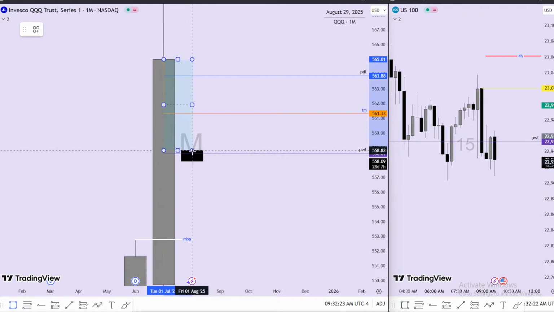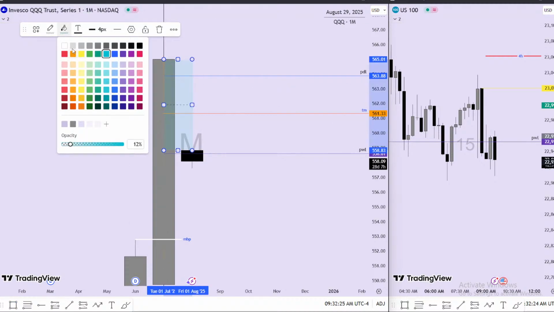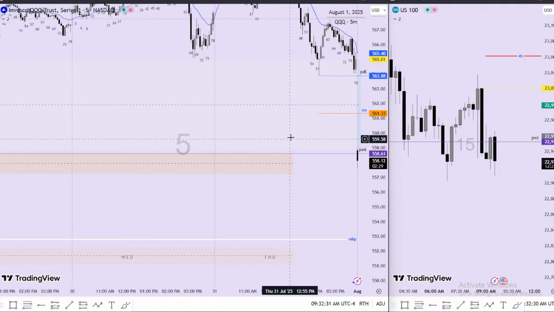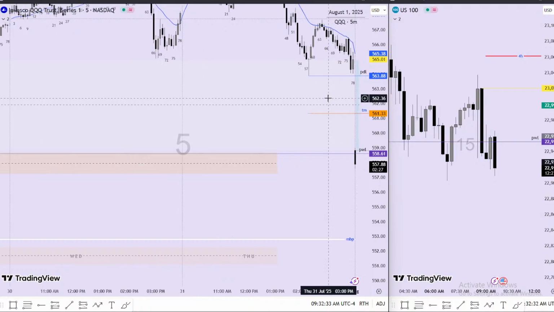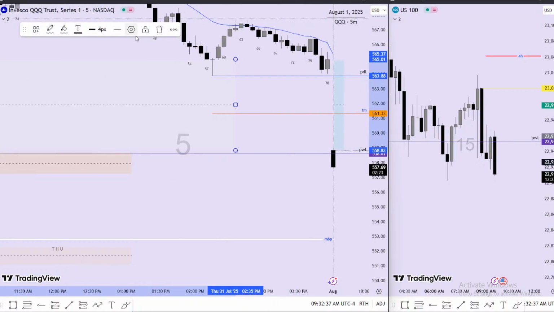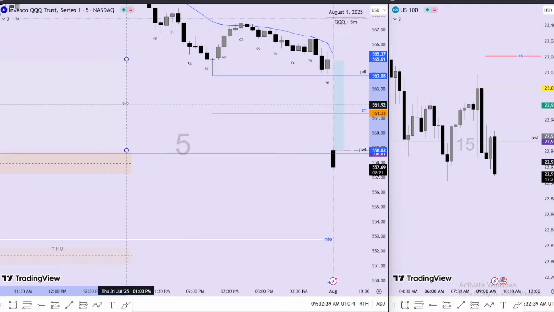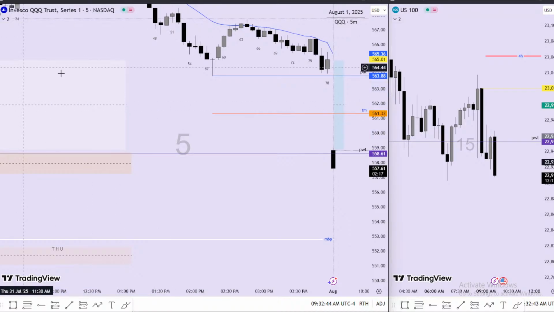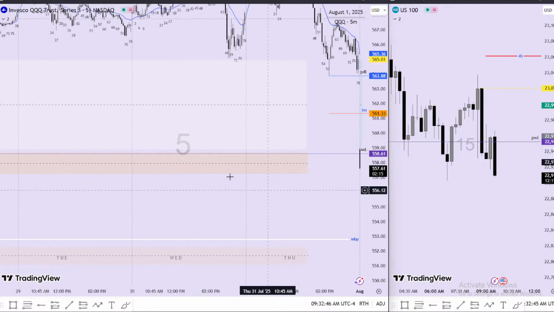If I just do something like this, make it white, and come back to our original time frame, this whole gap is also on the monthly time frame. I'm just going to leave it there as a reference point.